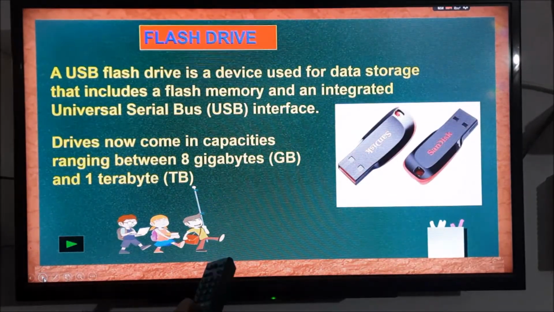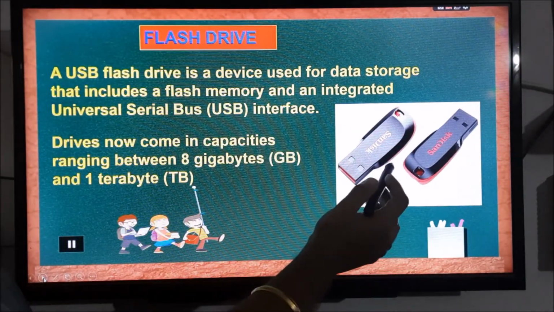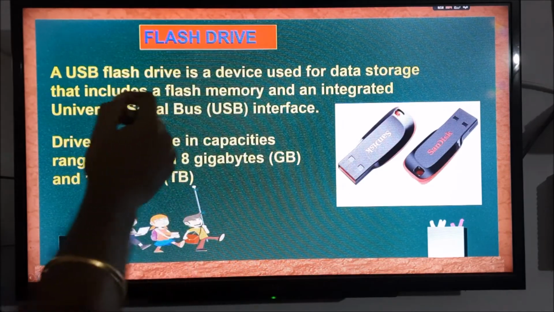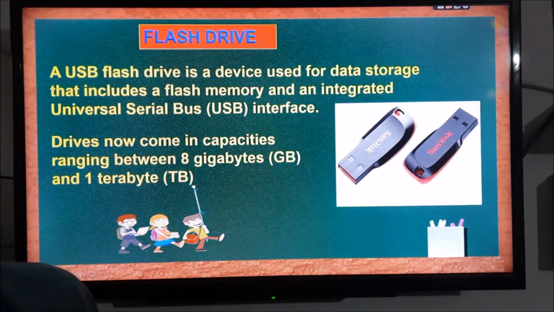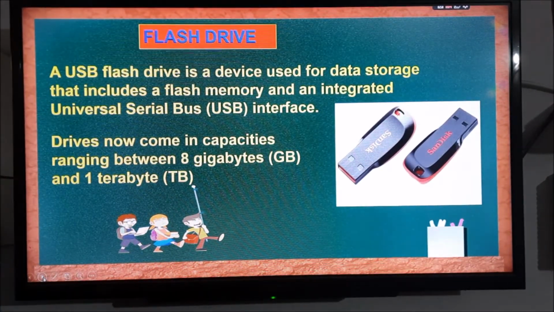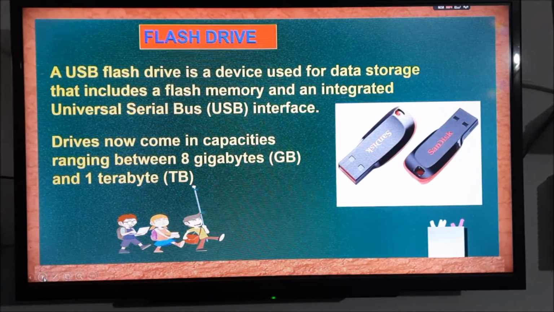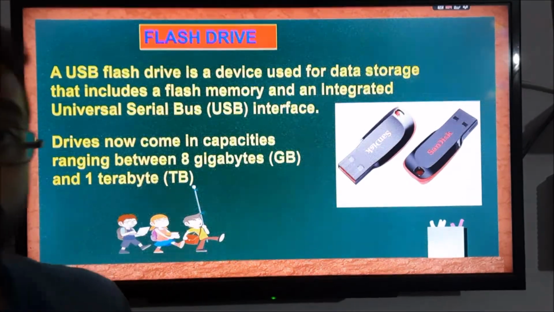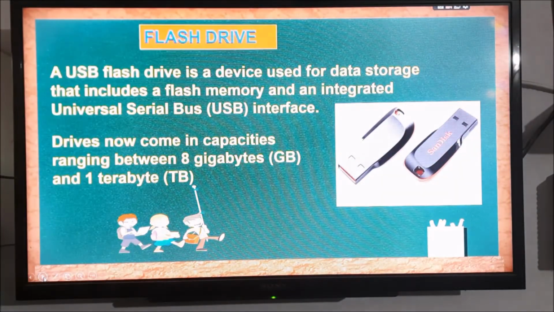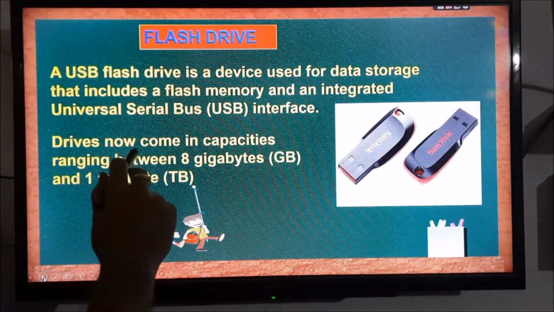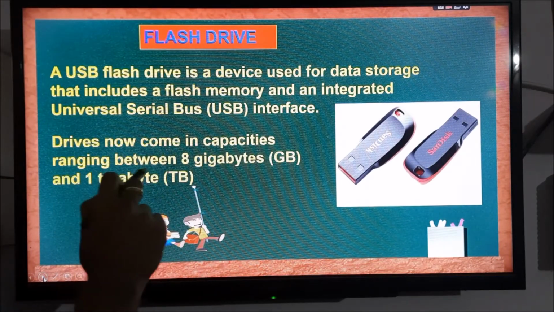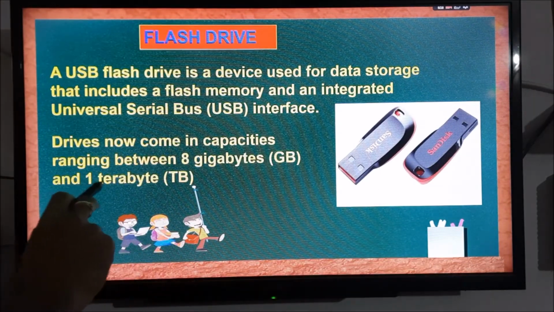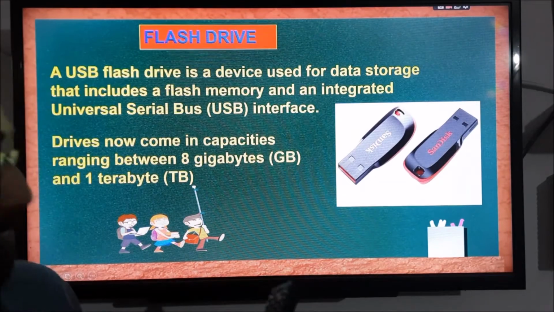Now we are talking about something called a pen drive. You can see the pictures here. Flash drive. A USB flash drive is a device used for data storage that includes flash memory and an integrated universal serial bus, that is USB, interface. A drive now comes in capacities ranging between 8 GB and 1 terabyte.